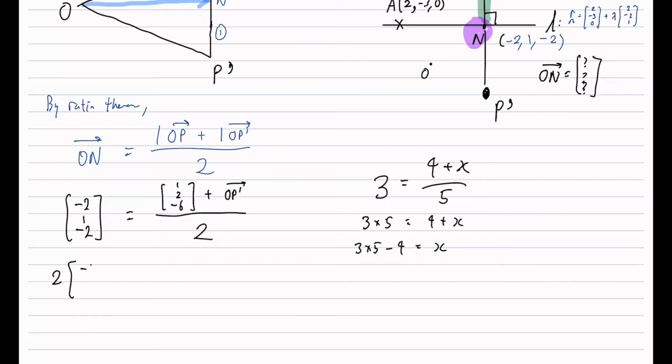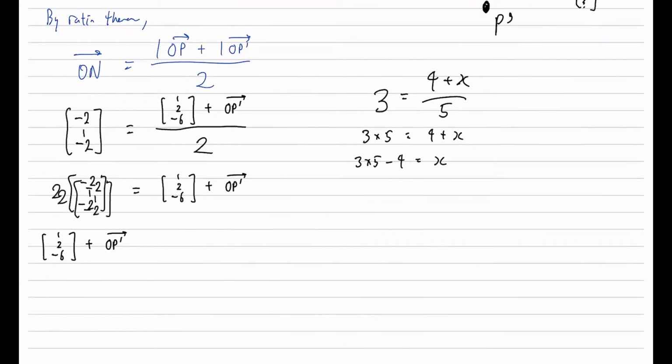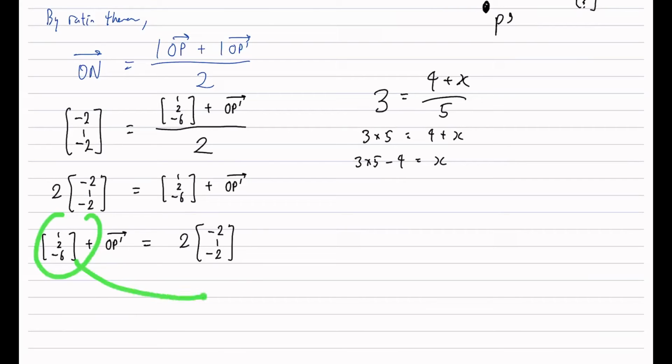Times 2 over, but it's scalar multiplication, so you need to times into everything, but I'll just do it step by step. Maybe it's confusing. Some students have trouble solving for x like this when the x is on the right side. So what I do is I swap them around like this. Right goes to left, left goes to right. It helps a lot. And then you solve for OP prime. Plus a number. What do you do when you bring it over? It becomes a minus.